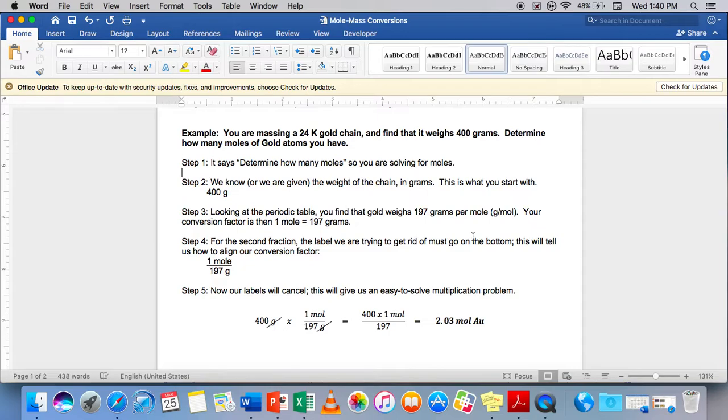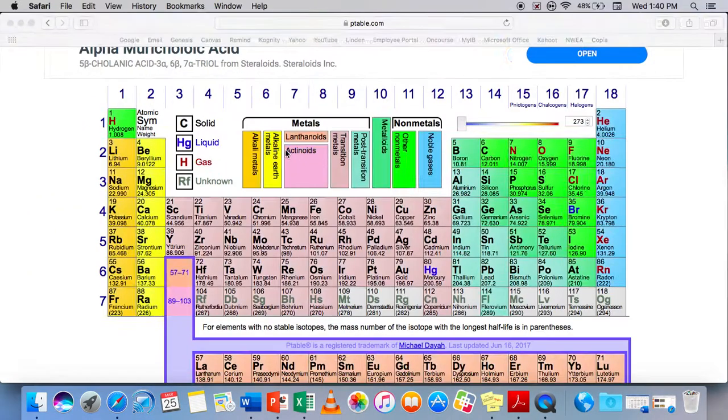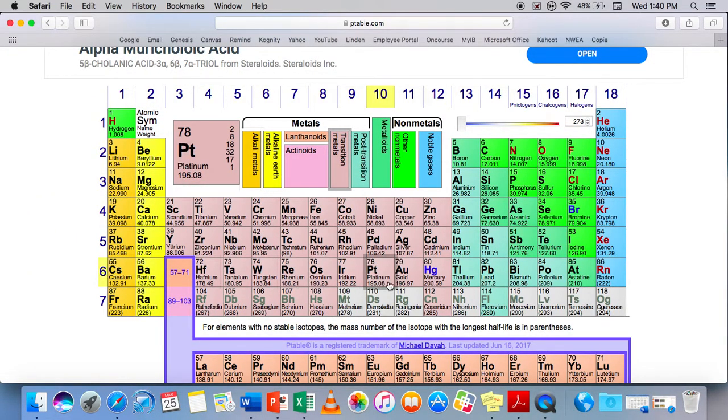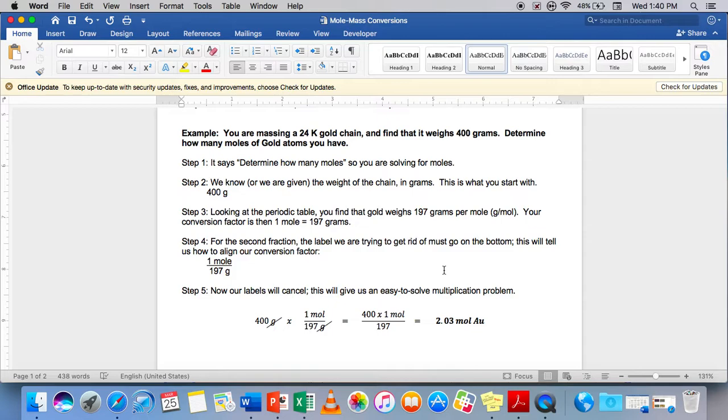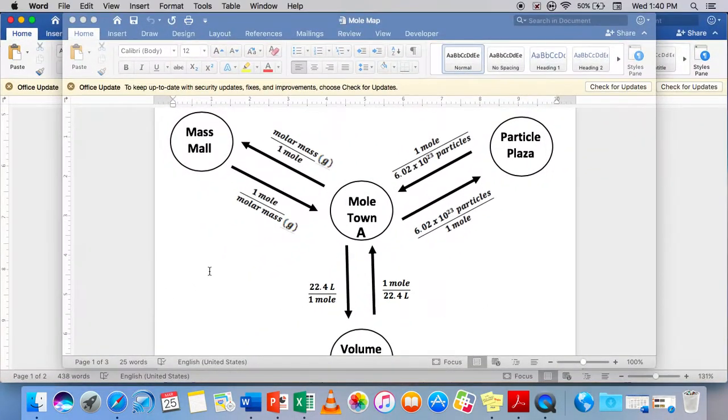Okay, well, what molar mass do I need? Well, I'm dealing with gold. So I look at my periodic table, and I can find Au, and it is about 197 grams. Okay, you can be more exact and put 196.97 if you'd like. So I know that 1 mole equals 197 grams. Okay, this is my conversion factor. And as you can see in step 4, I put 1 mole on the top divided by 197 grams. This is exactly what it's said to do here, according to my mole map. You're always going to be able to use this mole map.